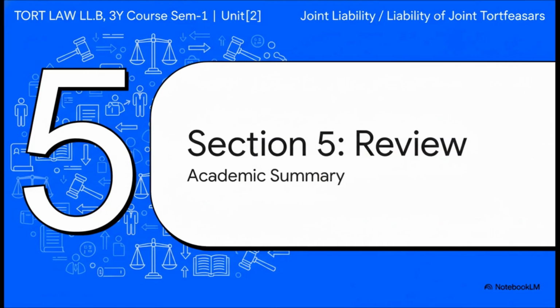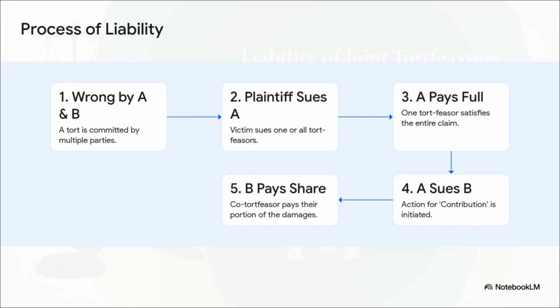We have reached our final section, Section 5, Review and Final Principles. This will serve as a summary of the core concepts for academic revision. This flowchart illustrates the legal process. Step 1, a wrong is committed by A and B. Step 2, the plaintiff sues A alone or both. Step 3, A pays the full damages. Step 4, A then sues B for contribution. Step 5, B pays his share to A. This sequence demonstrates the practical application of these principles.